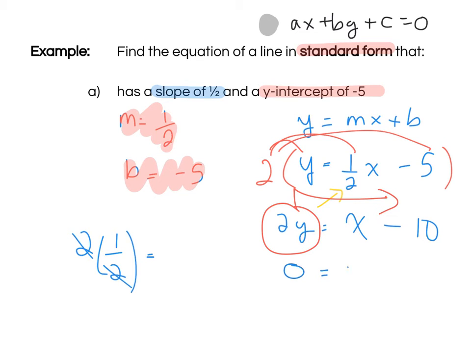So 0 is equal to x minus 2y minus 10. I'm going to include my terms with variables first and in alphabetical order, as is the convention. And there you have it. I have done it.